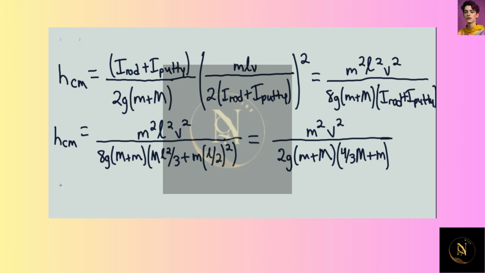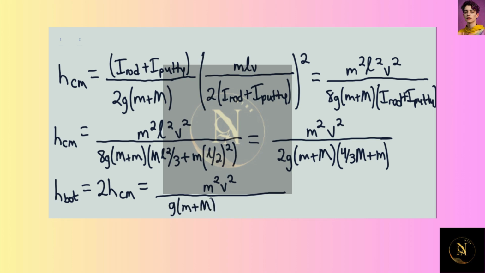And so we find that the height at the bottom would be equal to 2 times the height of the center of mass, and this is equal to m squared V squared, and then essentially this 2 cancels out with this 2, and we have g divided by the sum of the masses multiplied by 4/3 M plus m. This would be our final answer. That is the end of the solution.